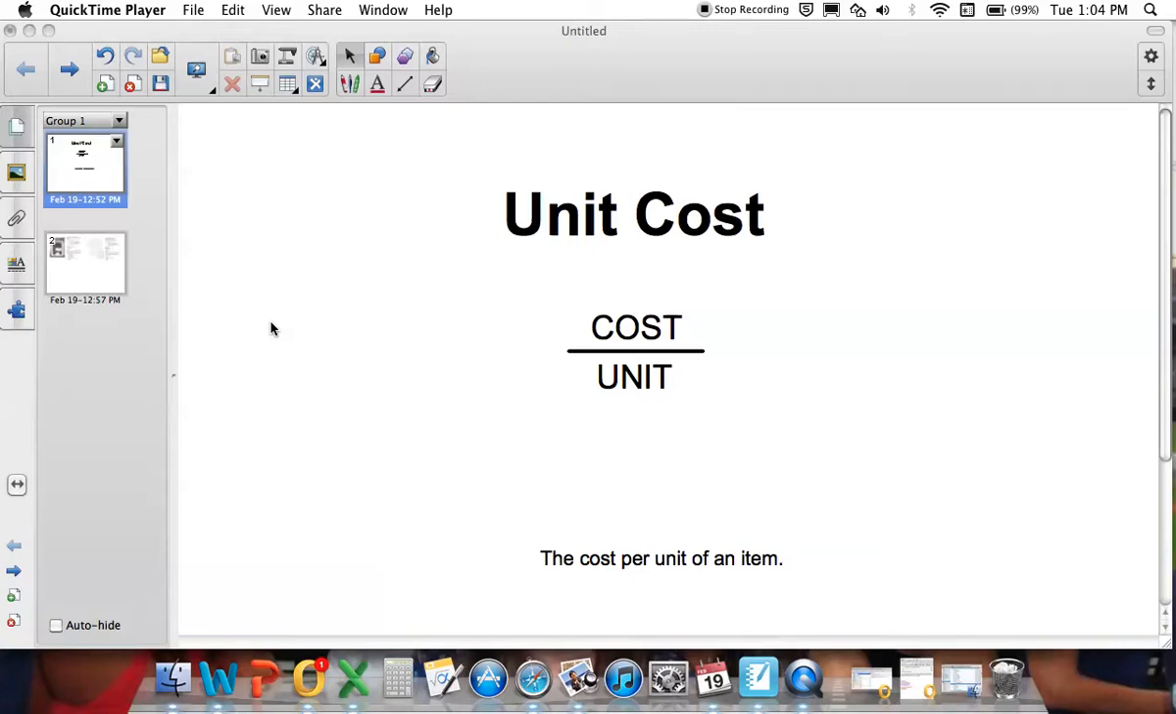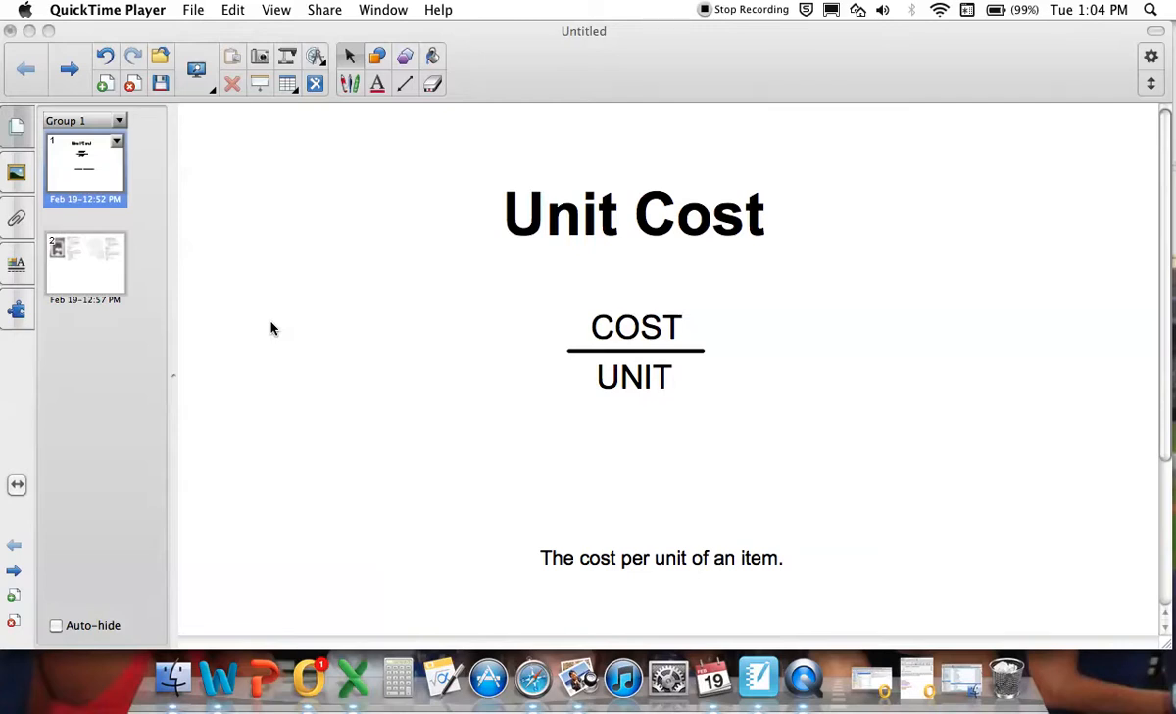You use unit cost when comparing gas prices. So when it says that it costs $3.50 per gallon, that's an example of a unit cost, meaning for every gallon it costs $3.50.